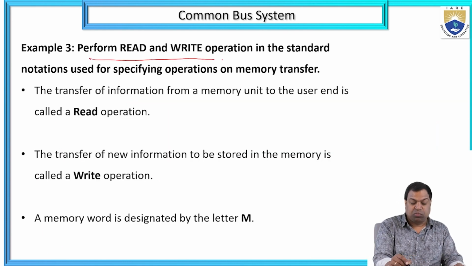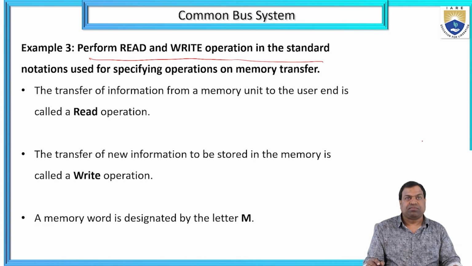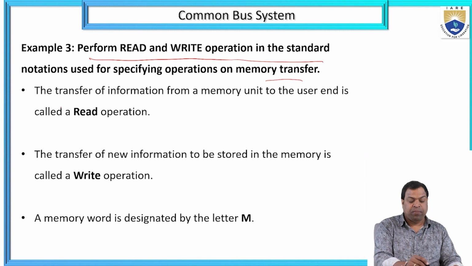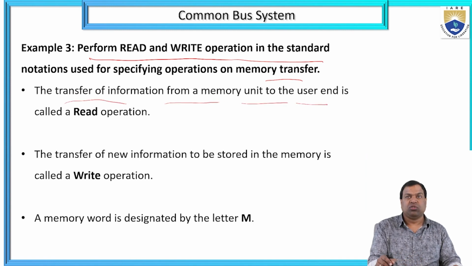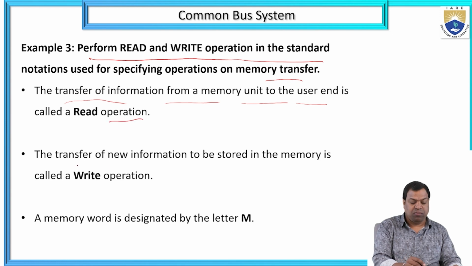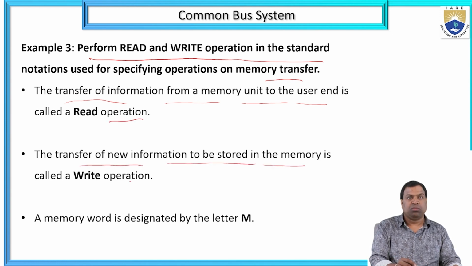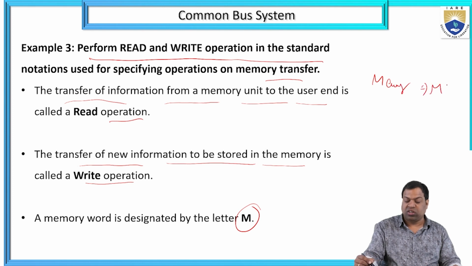Example 3: perform read and write operation in the standard notation used for specifying operations on memory transfer. So I have to perform read and write operations. How we are constructing the logic gate is important in memory transfer. The transfer of information from a memory unit to the user end is called a read operation. The transfer of new information to be stored in the memory is called a write operation. A memory word is designated by the letter M, so a memory operation is called M.